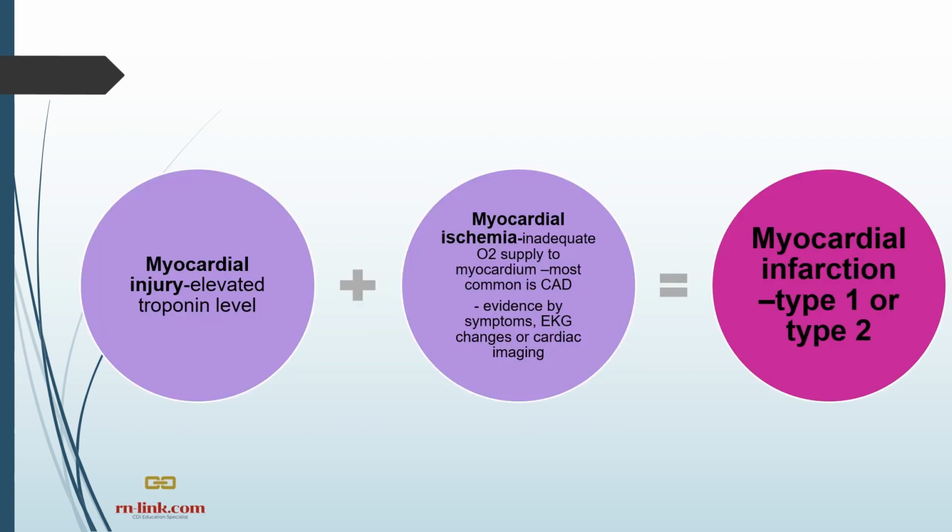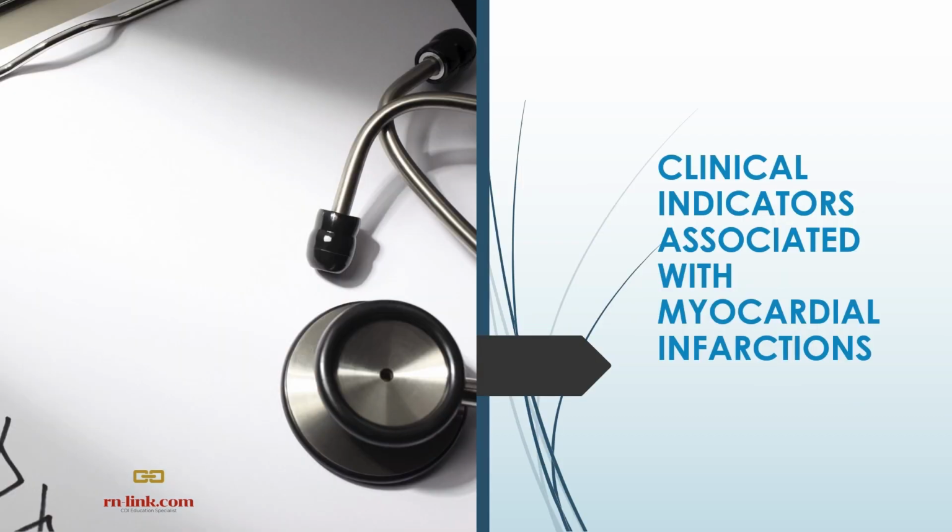This is an illustration about myocardial infarction, type 1 or type 2. Myocardial injury, elevated troponin level, plus myocardial ischemia, inadequate O2 supply to myocardium, most commonly CAD and evidenced by symptoms, EKG changes or cardiac imaging, equals myocardial infarction, type 1 or type 2. What clinical indicators should we look for during chart review for myocardial infarctions?